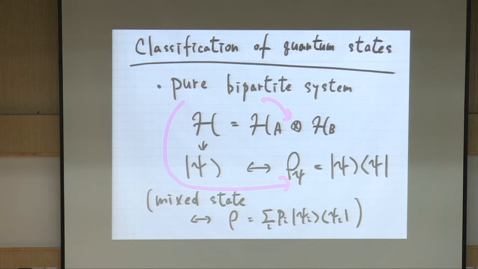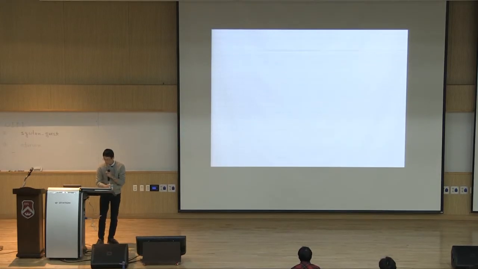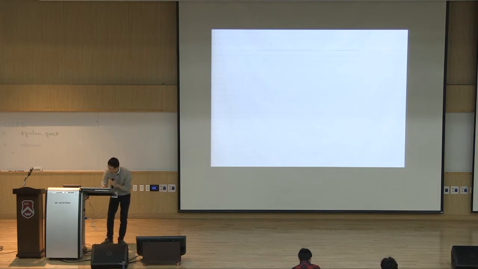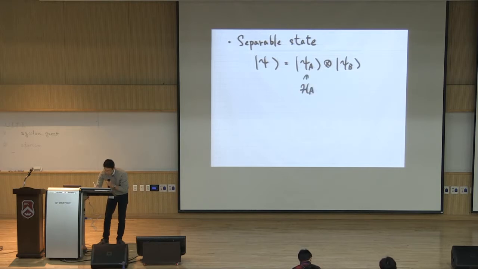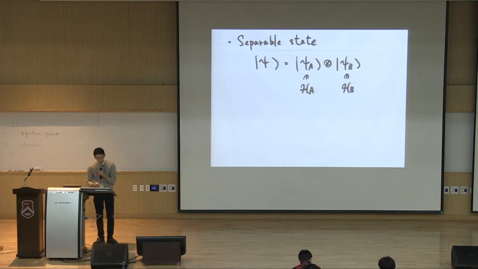Now I want to classify pure bipartite quantum states, and this is actually very easy. First, I will give you a very rough classification. Let's first define separable states. A separable state is very simple: when psi can be written in this form, with psi A and psi B belonging to the Hilbert space of A and the Hilbert space of B respectively, then the state is called separable.